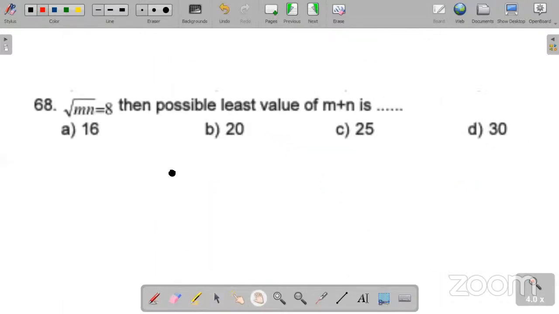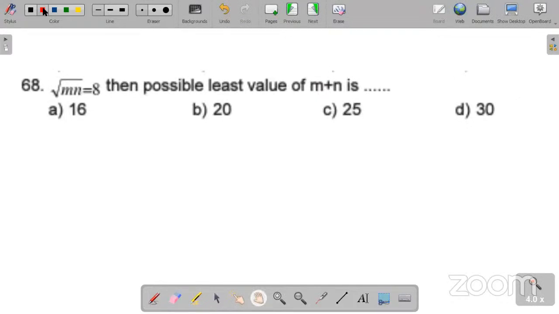See, my dear students, if root mn is equal to 8, then what is the possible least value of m plus n? That means it's a very interesting question. Both the m and n values have not been provided to us, but root mn is given. With the help of root mn is equal to 8, we are asked to find out the minimum value of m plus n.